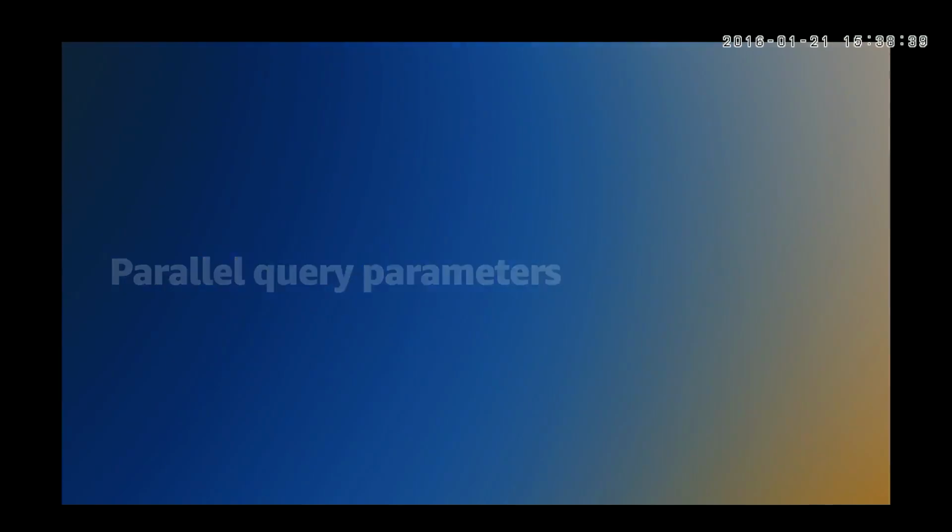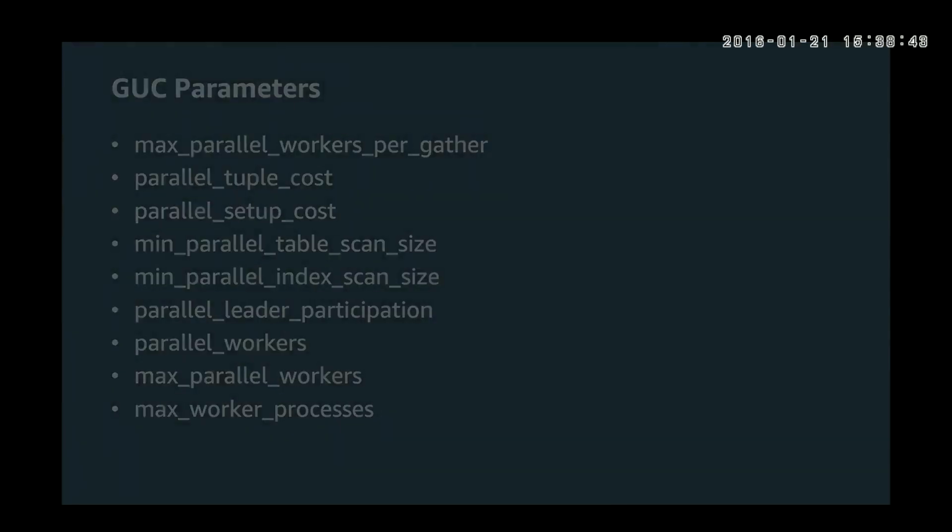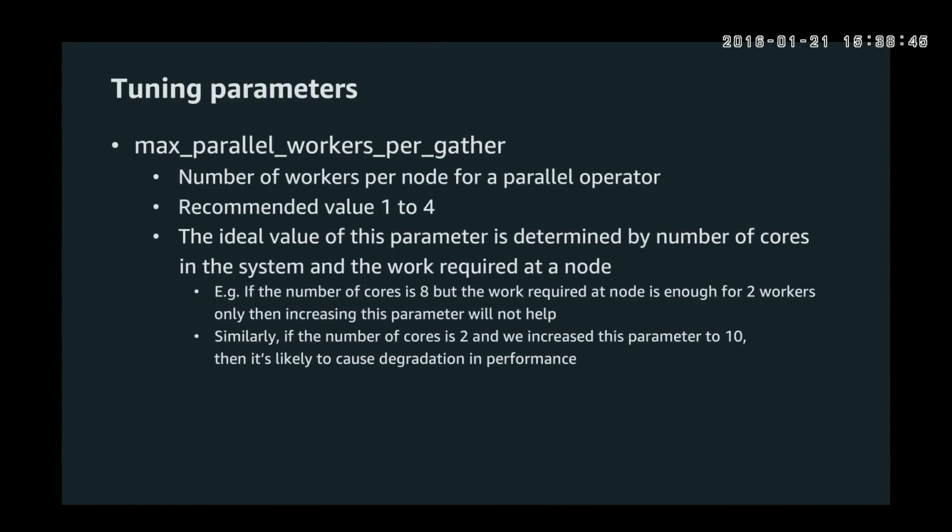Let's talk quickly about some of the parameters that influence parallel query. One of the important ones is max parallel workers per gather. When you have an execution plan, you have multiple nodes or steps in that particular execution plan. In a single query, you could have multiple gathers depending on how big the query is and how many nodes you have. So max parallel workers per gather essentially sets the number of workers that each node's gather process can use.